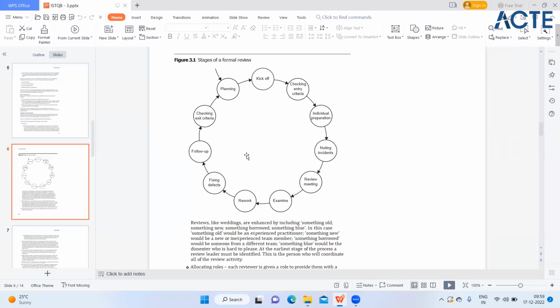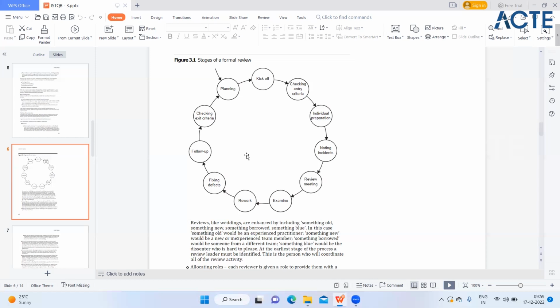Now after checking the entry criteria, every person will individually prepare, like how much money I can provide to my daughter or my son to buy this scooty. So it is a kind of individual preparation. Okay, so these four terms you can remember like that.